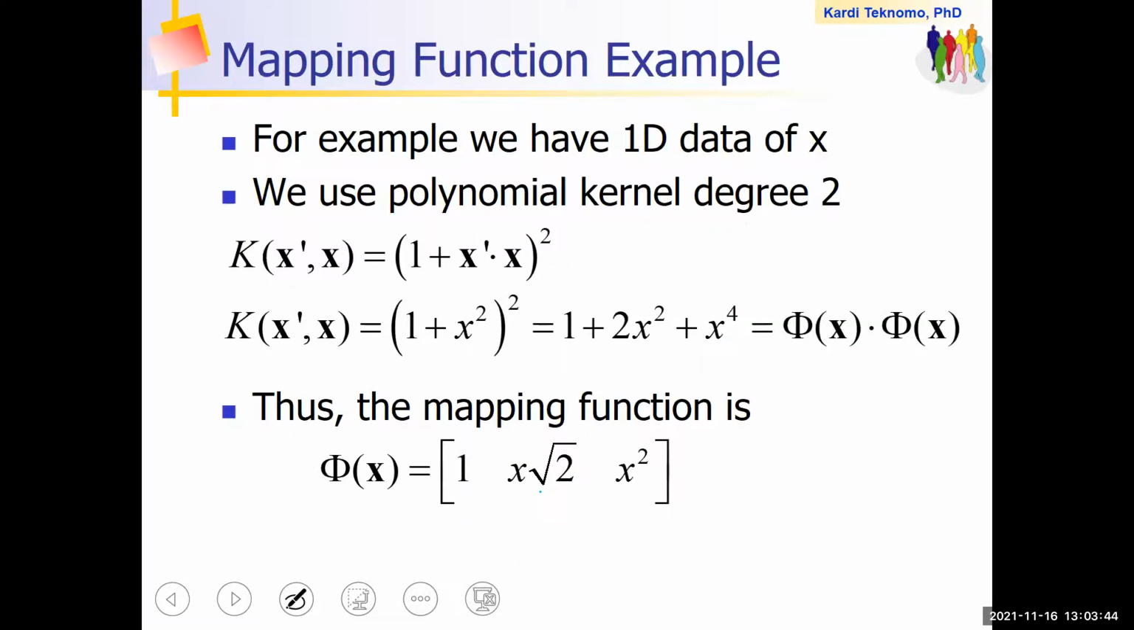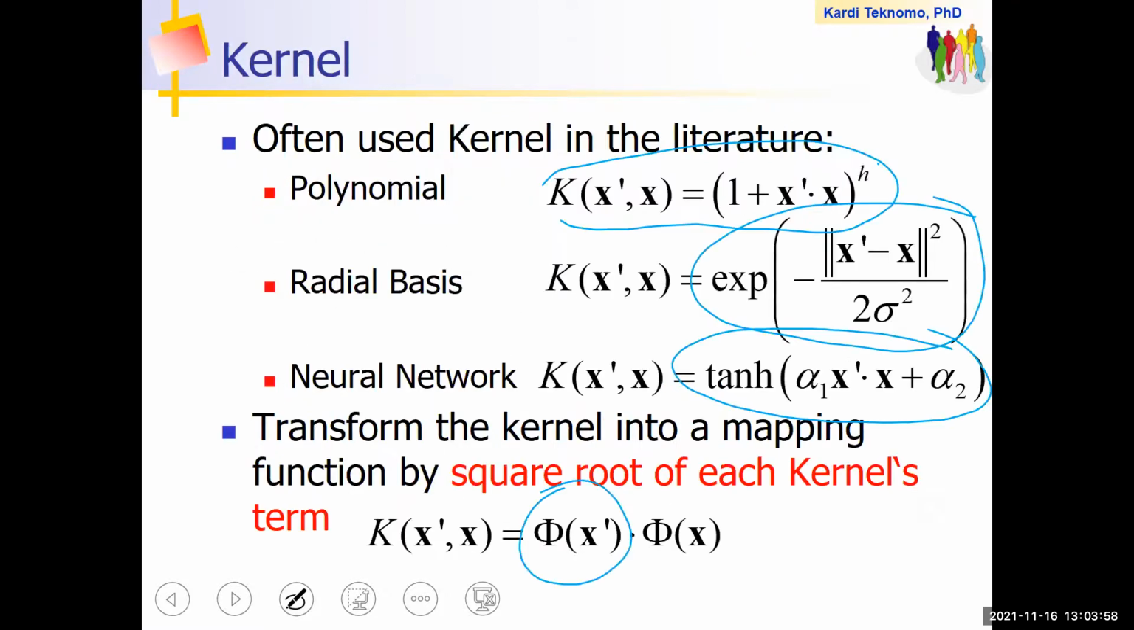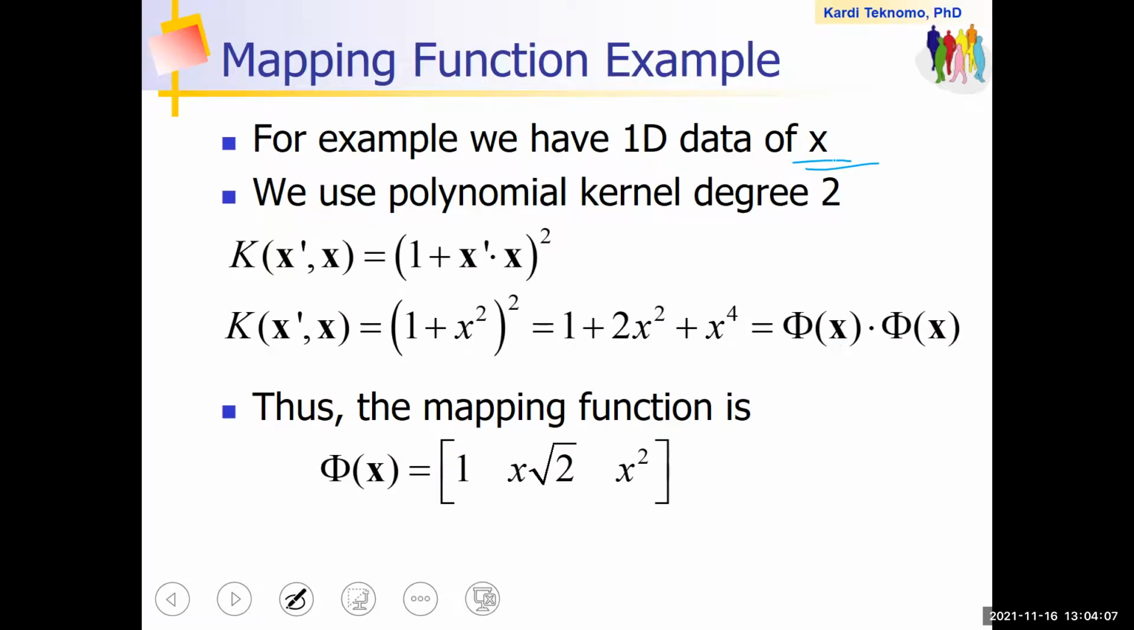Let's take an example. Say I have a 1D data, with only X. I want to use polynomial kernel degree 2. So this is the degree, H in here. The polynomial kernel is (1 plus X prime times X) to the power of H. So I have that one. Degree 2, so I put that. So that means what?